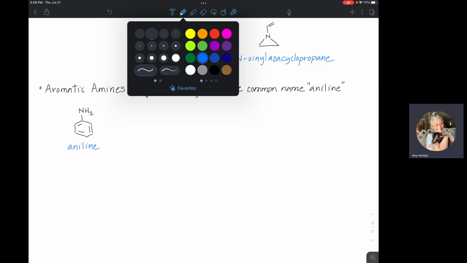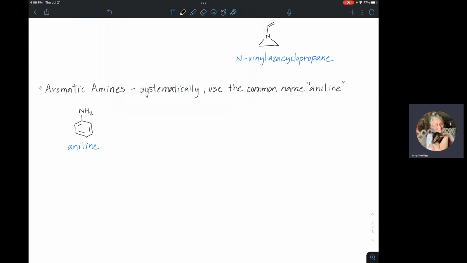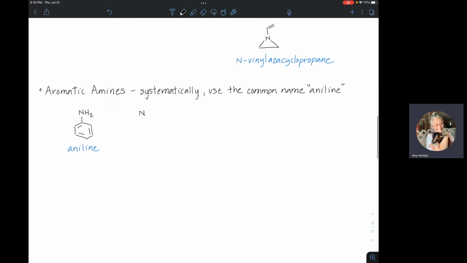So if I have an aromatic amine, but I have a group attached to the ring, like say this, what I have is meta-nitroaniline.